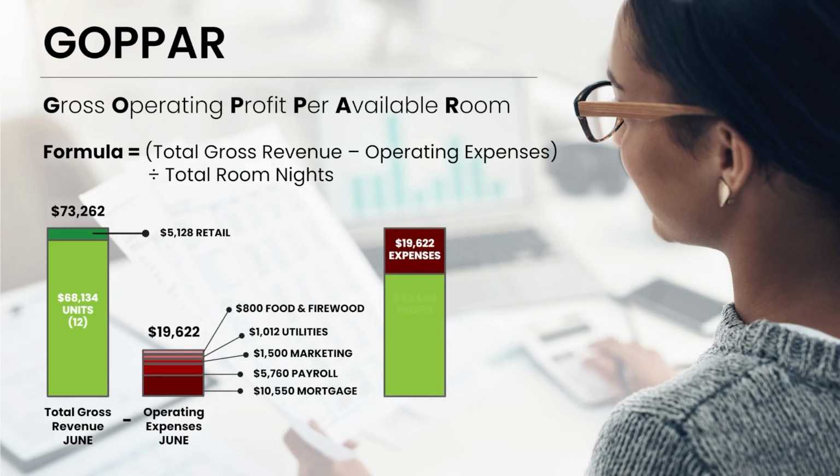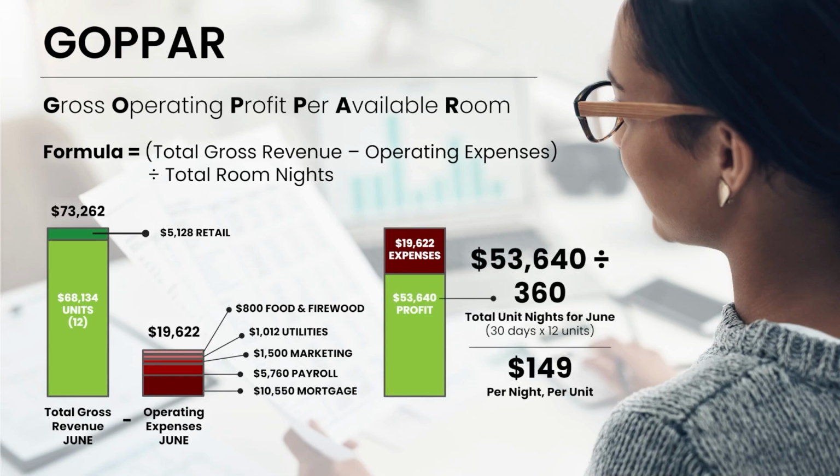When we subtract our operating expenses from our total gross revenue, we get $53,640, which when we divide it by the total unit nights in June, which is 30 days times 12 units, we know that we made $149 per night on average. If we multiply that by the 12 units, we get an average profit of $1,788 per night.